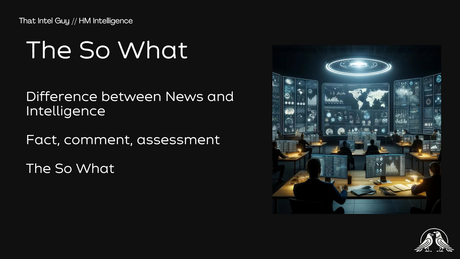So, now we understand what we're seeing on the map, we need to understand the structure. The big difference between news or information and intelligence is the so what. Information is collected, it is then processed, and that forms intelligence. Intelligence is the so what of the information.